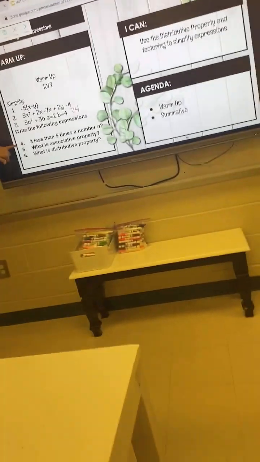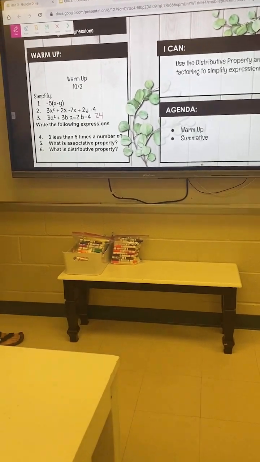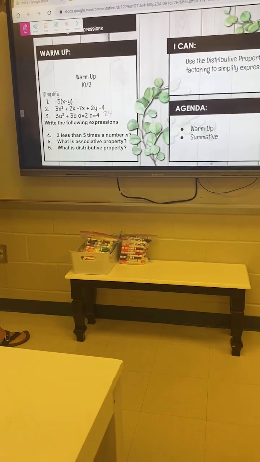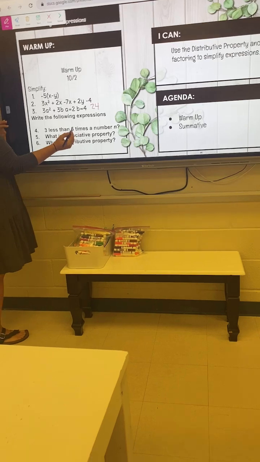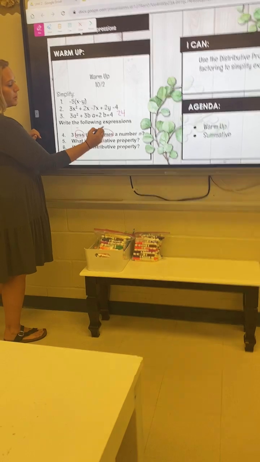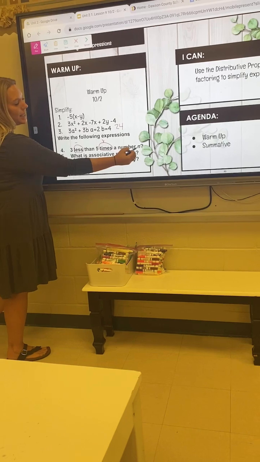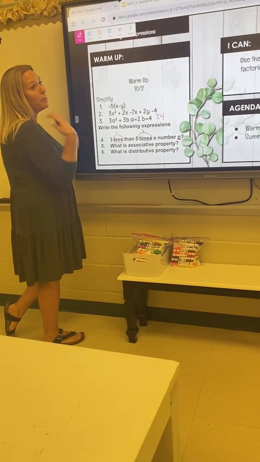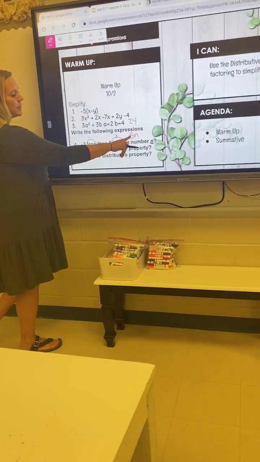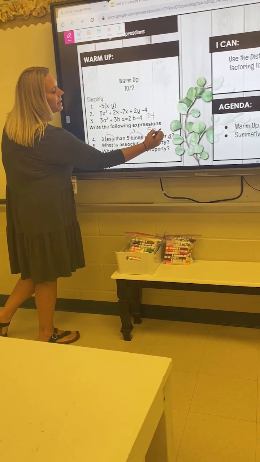All right, so number 4, 3 less than 5 times the number. It says write the following expression. You have to decide 3 less. When I say less, that means subtraction, and then 5 times. So we know less means subtraction. We know times means multiplication. So 5 times a number n. So we don't know what that number is. We just have to multiply it times the variable. So 5n, that's 5 times the number n, and then it's 3 less than this, so it's minus 3.